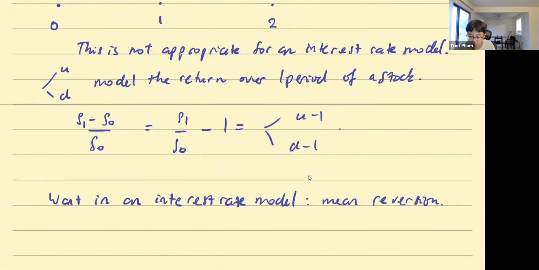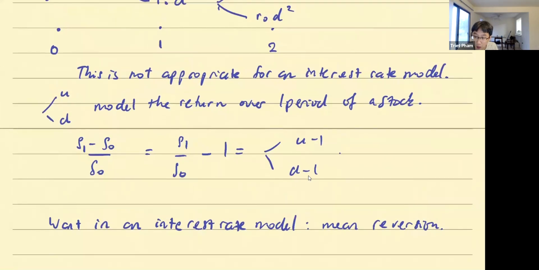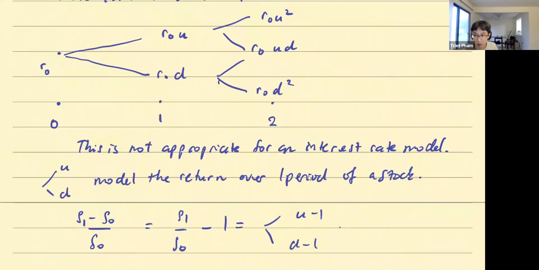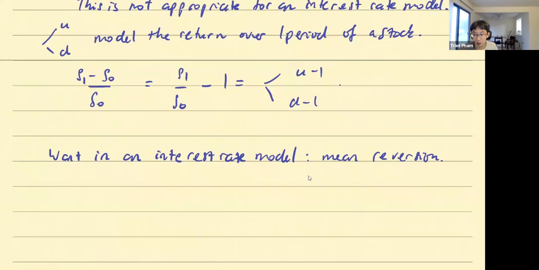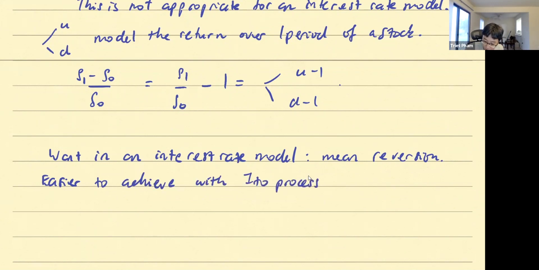On the other hand, mean reversion is easier to incorporate into the continuous time model because there's a dynamics there with the Brownian motion and that kind of thing. In a discrete time model, it's harder to force the mean reversion explicitly onto the tree. Okay, so what's the idea? Let me say this: this is easier to achieve with an Ito process in a continuous time model.